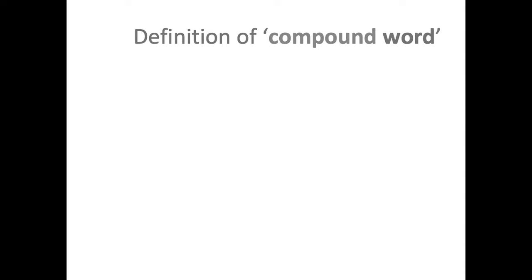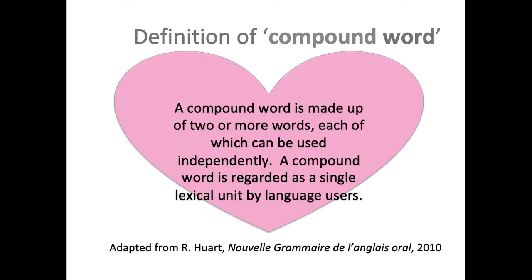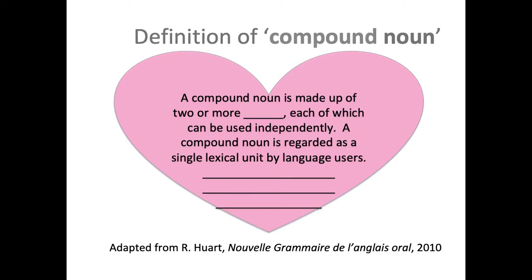A compound word is made up of two or more words, each of which can be used independently. A compound word is regarded as a single lexical unit by language users. Now, what about compound nouns? Should we say a compound noun is made up of two or more nouns or not?